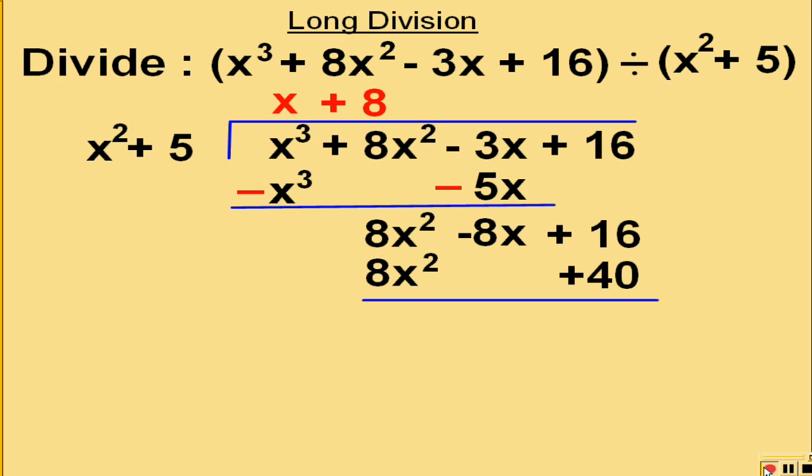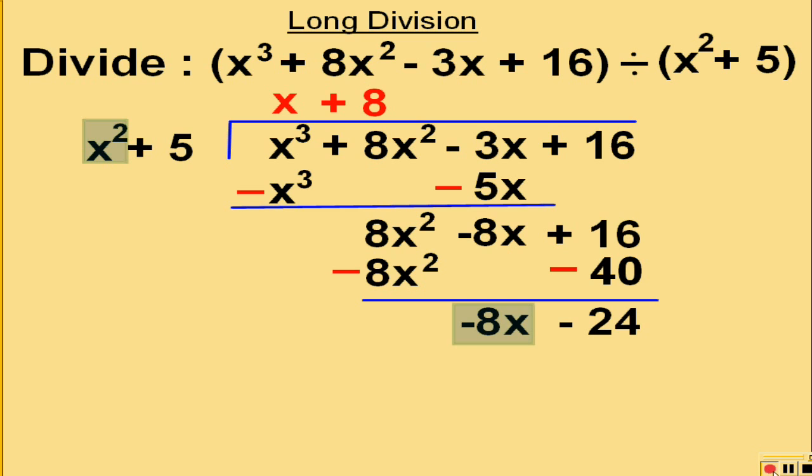We now again change the signs and add. These will add to be 0. The negative 8x plus nothing else is negative 8x. And 16 plus negative 40 is negative 24. We then continue the process.